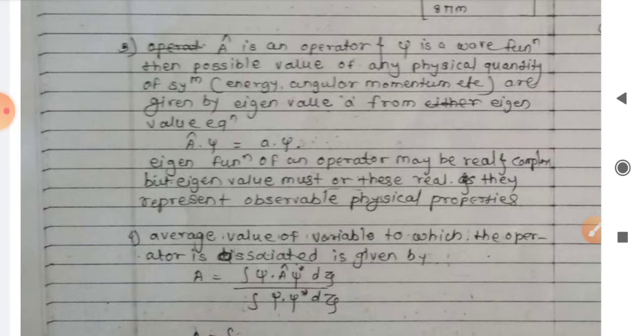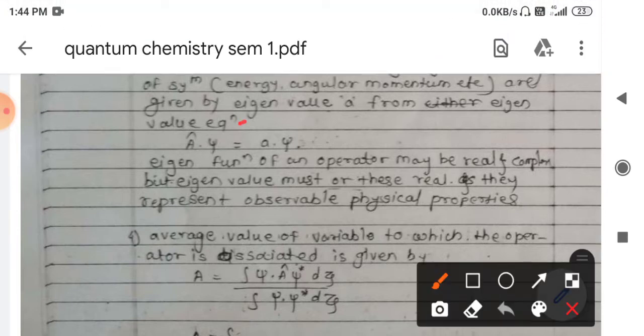Now next, consider the third postulate. For an operator A cap and wave functions, the possible values of any physical quantity, that is energy, angular momentum or linear momentum, are given by the eigenvalue. Based upon that eigenvalue we can get the magnitude of that particular variable, whether we want to find the energy or the momentum, for a given system.